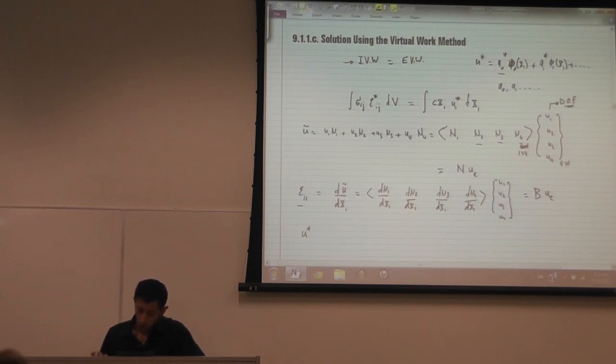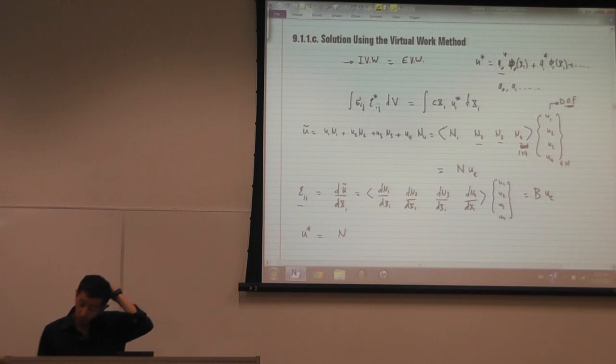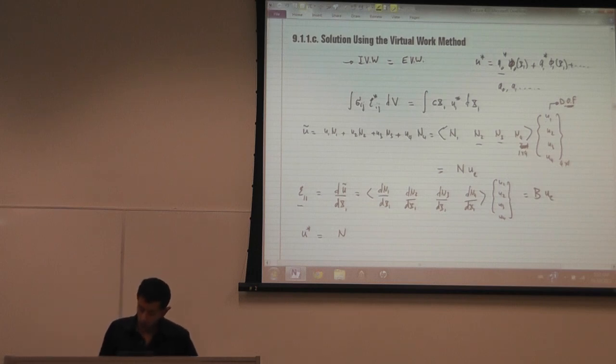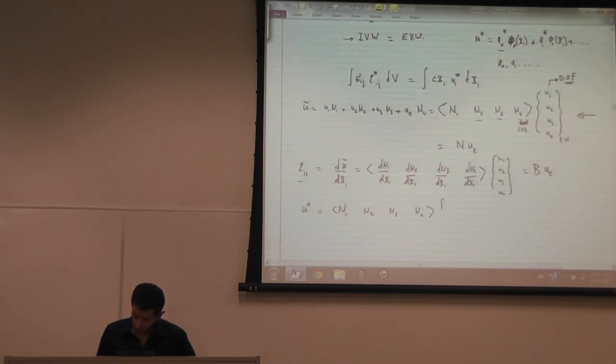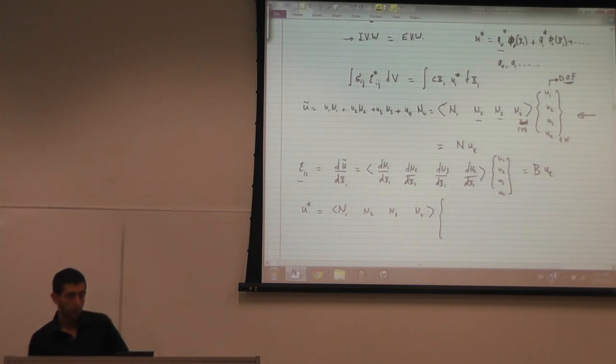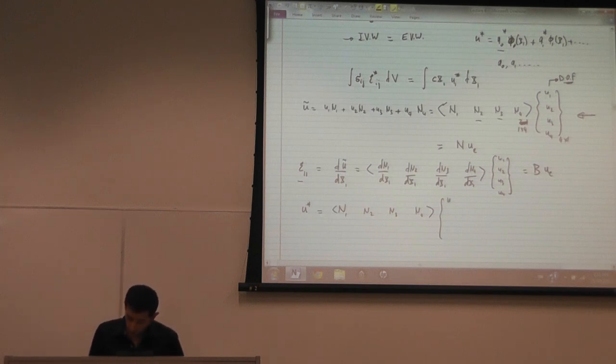For the virtual displacement, I can use anything, but I will use the same form as U, because that's the space of available functions. I've restricted myself to this form. So the virtual displacement, which can have any form, I have this form. Now, I'm not going to play with N1, N2, N3, N4. These are functions of x. I'm going to play with my degrees of freedom.